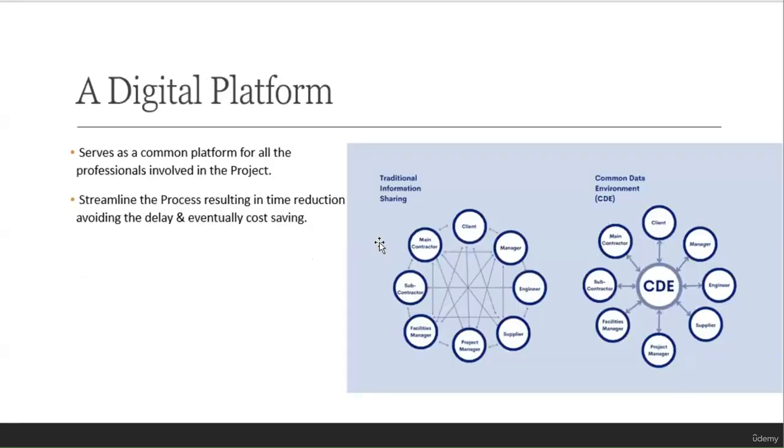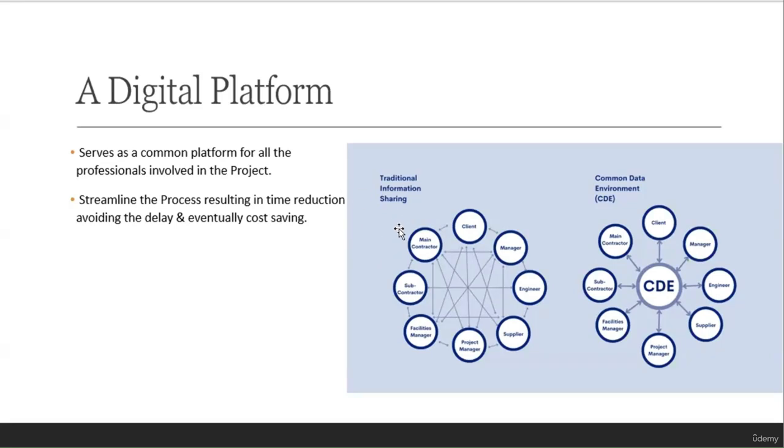Moving ahead, BIM as a digital platform. BIM serves as a common platform for all the professionals involved in the project. Likewise, I have said it earlier before. It helps us to be on the same page, like multidisciplinary professionals working in a construction activity can collaborate together under a common platform, that is under BIM.